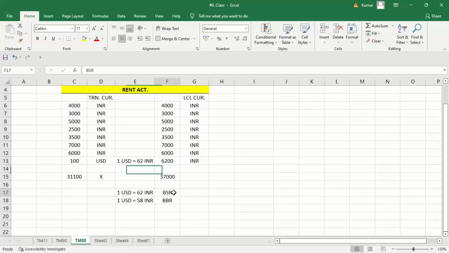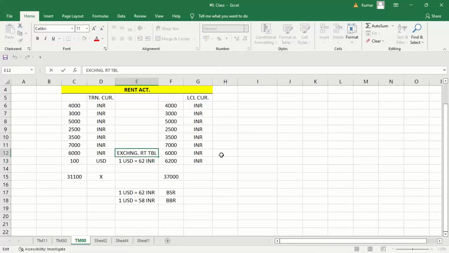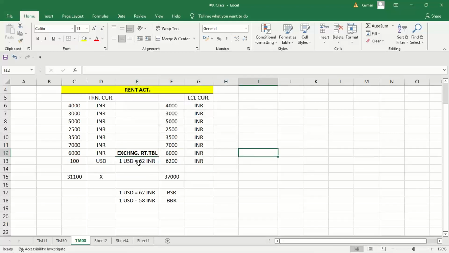So this is in which case the bank selling rate is specified, guys. If anybody asks in which scenario, in which circumstances we are going to maintain the bank selling rate, where are these rates going to be maintained? It is going to be maintained in the exchange rate table. I'll just type the shortcut, exchange rate table. There will be a table called exchange rate table. In the exchange rate table, these rates are going to be maintained.